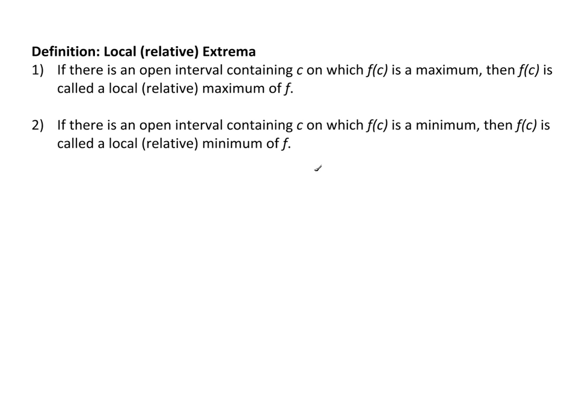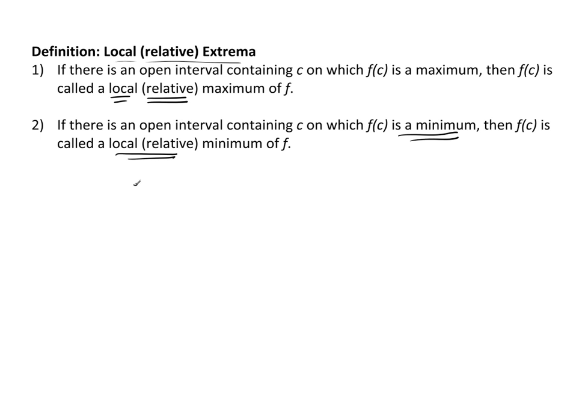Let's take a look at another definition, that of the local relative extrema. If there's an open interval containing c in which f of c is a maximum, then f of c is called a local, or very commonly referred to as a relative maximum of f. Now, if there is an open interval containing c in which f of c is a minimum, then f of c is called a local or relative minimum of f.